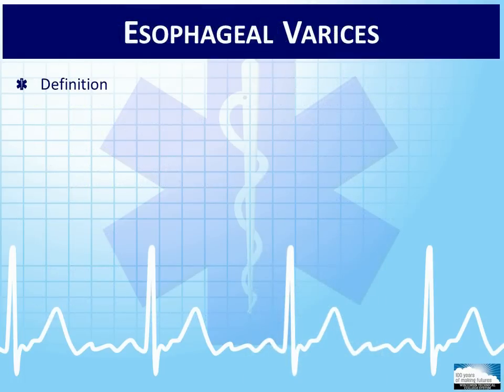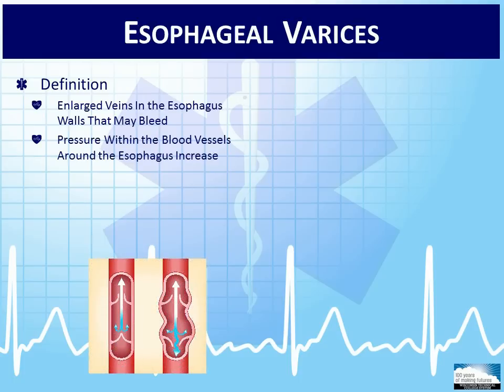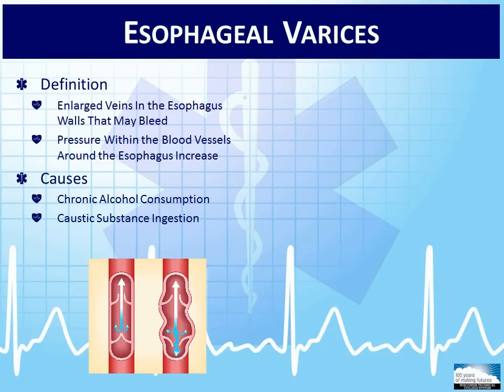Esophageal varices are enlarged veins in the esophagus walls that may bleed. Esophageal varices occur when the amount of pressure within the blood vessels surrounding the esophagus increases. This condition may occur as a result of chronic alcohol consumption, caustic substance ingestion, cirrhosis, or liver disease. Signs and symptoms of liver disease may include fatigue, weight loss, jaundice, a yellow discoloration of the skin, anorexia, and edema in the abdomen, referred to as ascites.